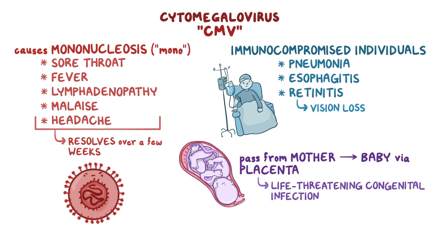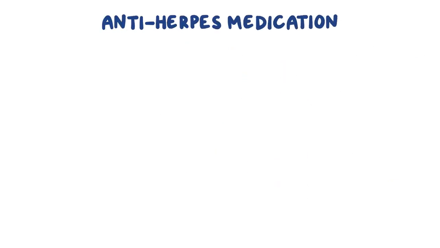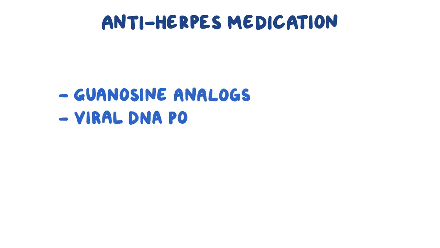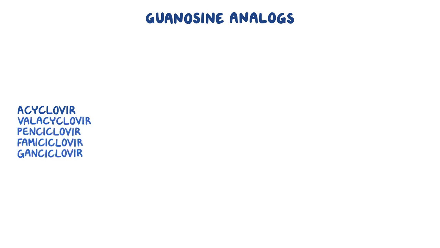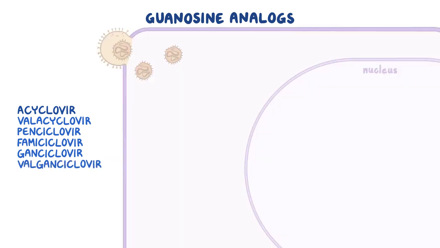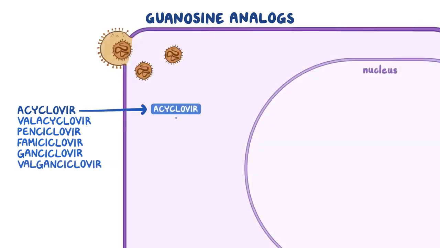Alright, now depending on their mechanism of action, anti-herpes medications can be divided into two categories: the guanosine analogs and the viral DNA polymerase inhibitors. Let's start with the guanosine analogs, which include acyclovir and medications that are similar to acyclovir, like valacyclovir, penciclovir, famciclovir, ganciclovir, and valganciclovir. Once they're inside an infected cell, they get phosphorylated to a monophosphate form by a viral enzyme, which is called viral kinase.